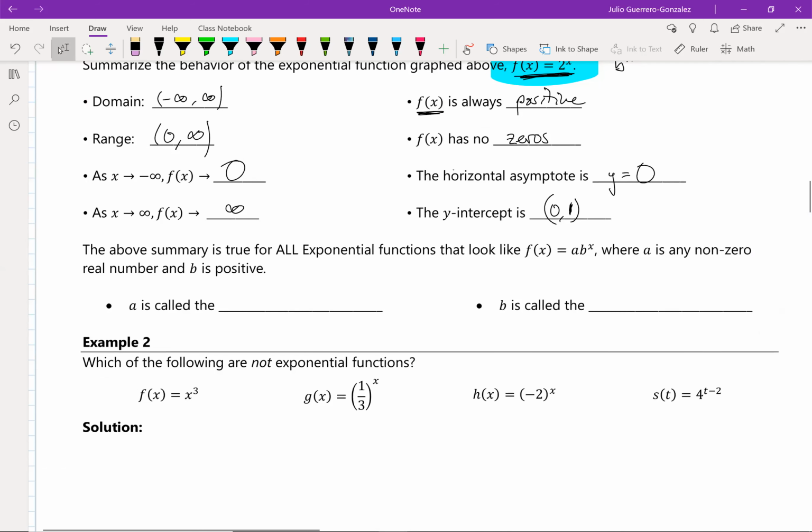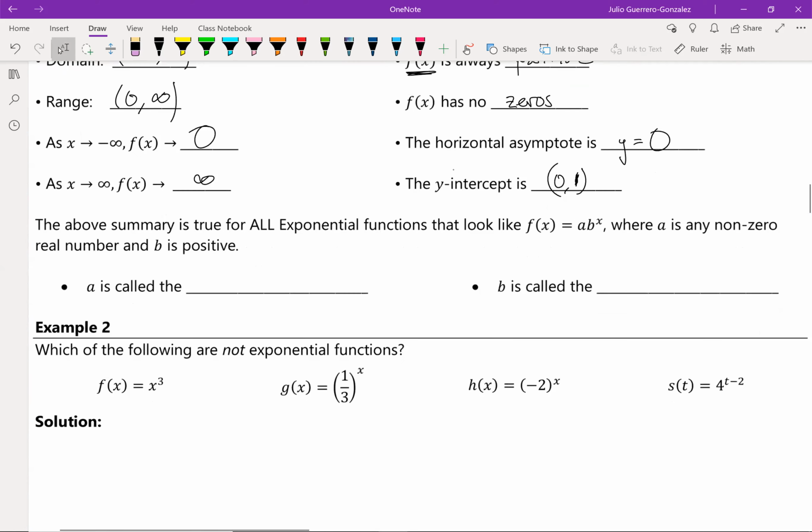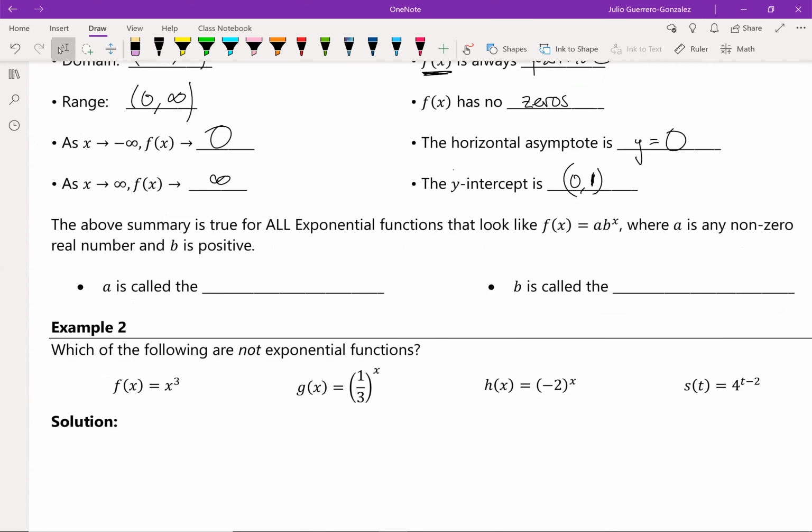All of the things above are what we're going to use for functions that look like this. These are the easiest sort of to handle, so we're going to see a couple of these right now. Functions a times b to the x, where a and b are non-zero numbers.